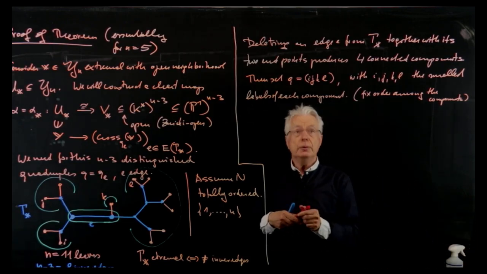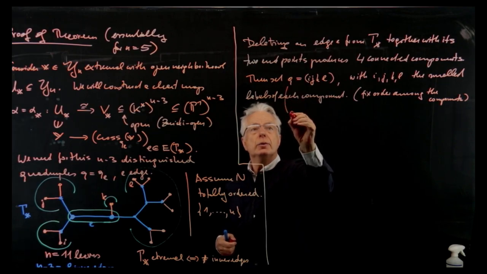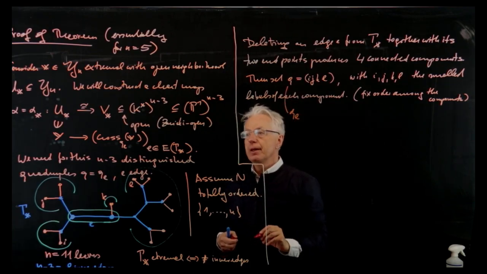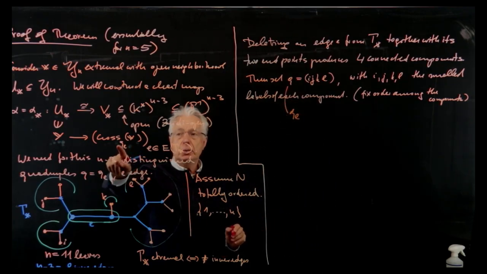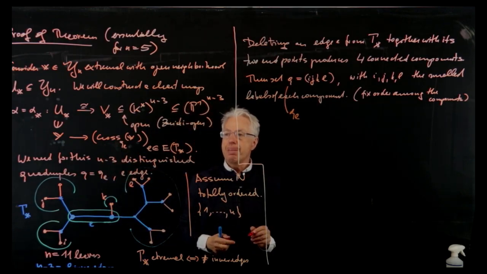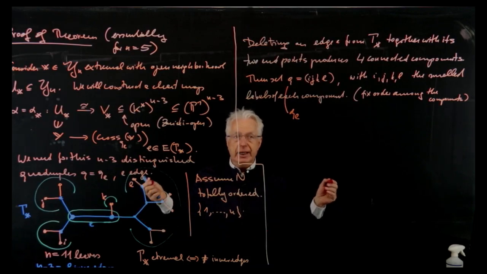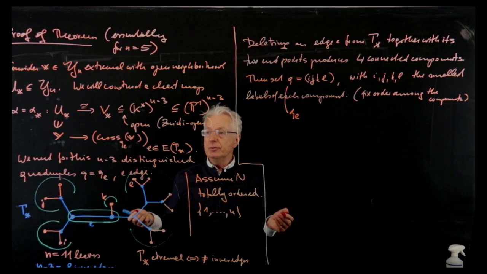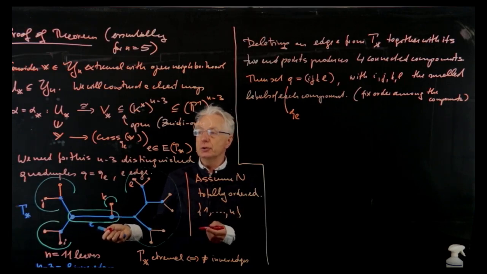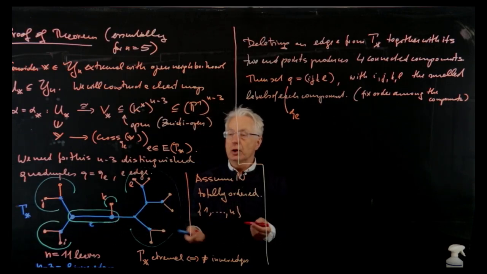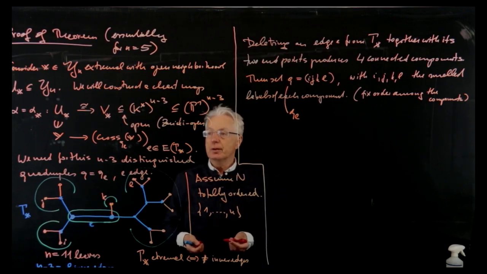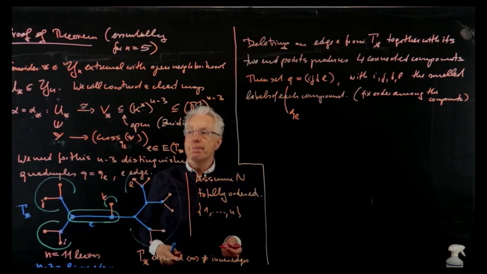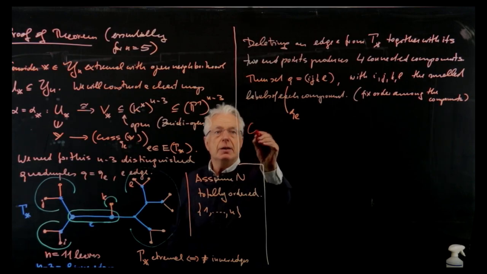So this Q, I call it QE. And that's precisely the quadruple I use for the cross ratios. Okay? So we have n minus 3 cross ratios. And the claim is that all other cross ratios can be expressed in terms of these, on Vx. Okay? So the claim.